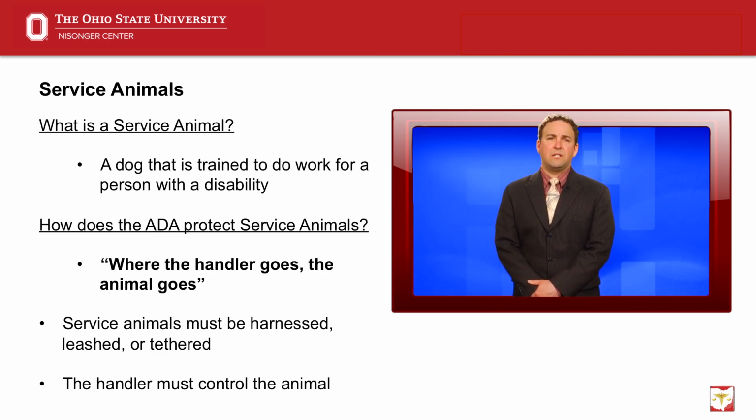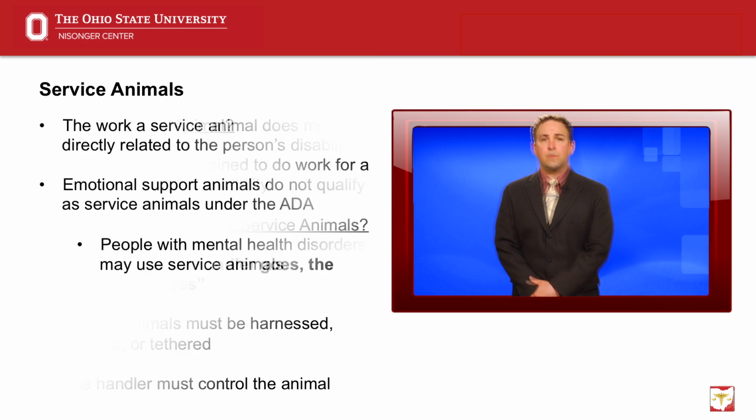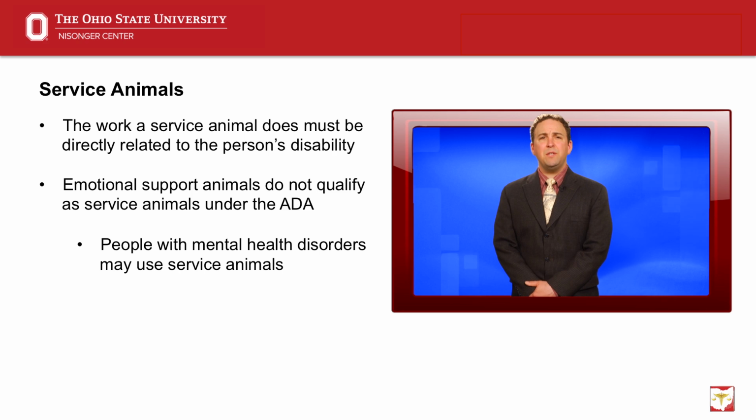Only dogs are recognized as service animals under Titles 2 and 3 of the ADA. The work a dog has been trained to do must be directly related to the person's disability. Dogs whose sole function is to provide comfort or emotional support do not qualify as service animals under the ADA. However, a service animal may perform work such as reminding a person with mental illness to take prescribed medications, or calming a person with post-traumatic stress disorder during an anxiety attack, and these animals are protected by the ADA.